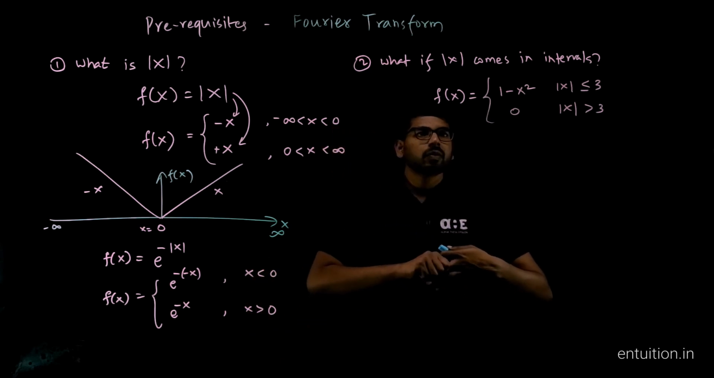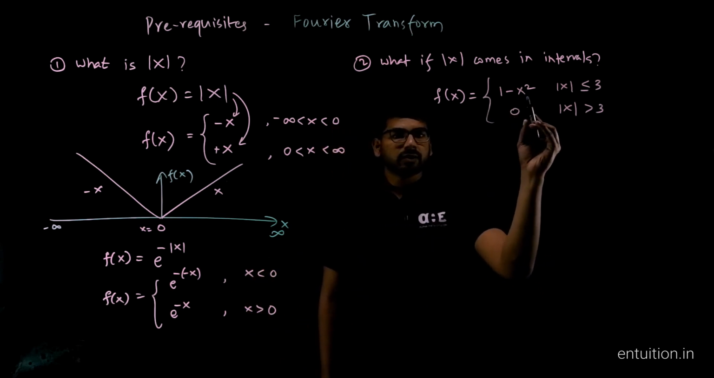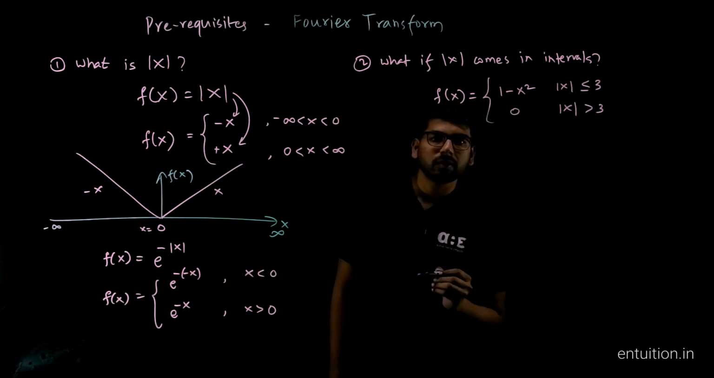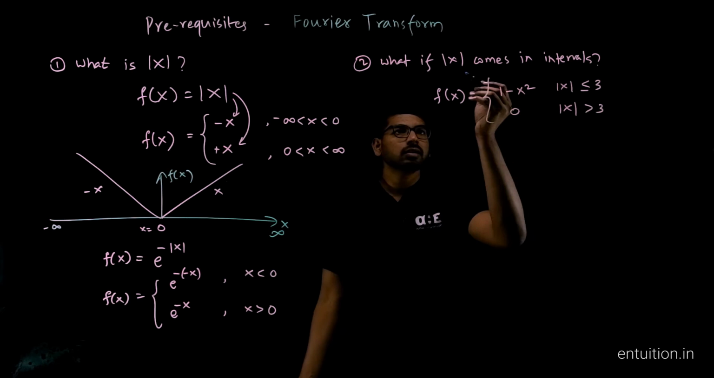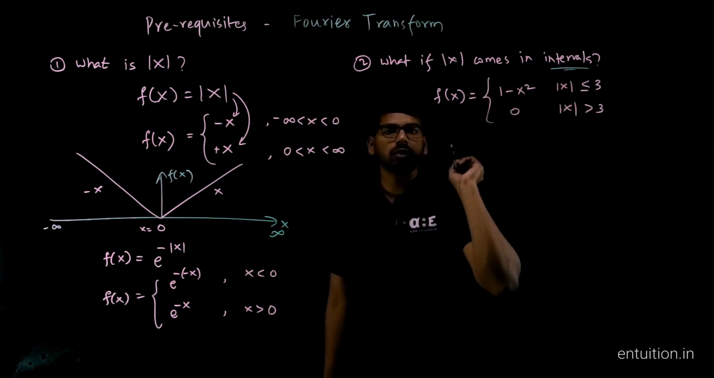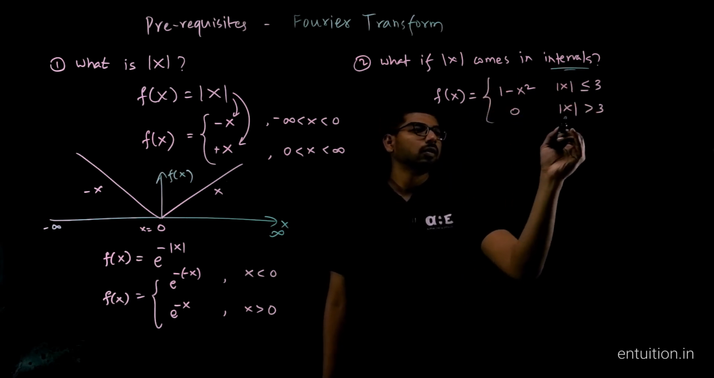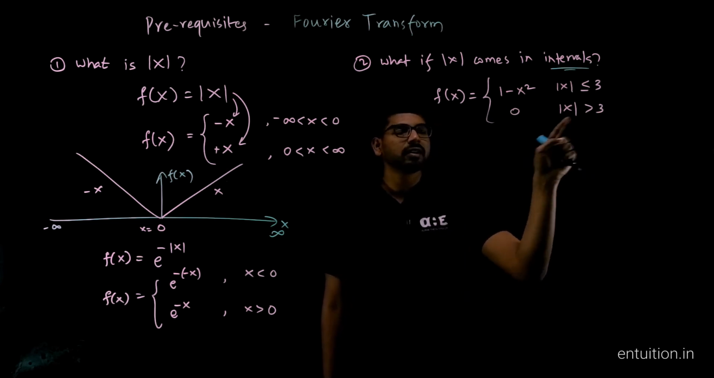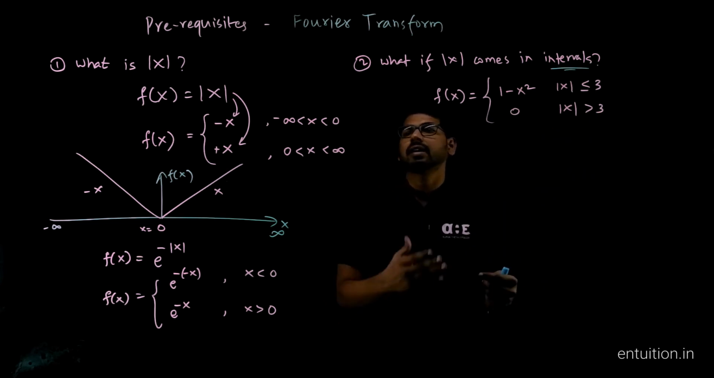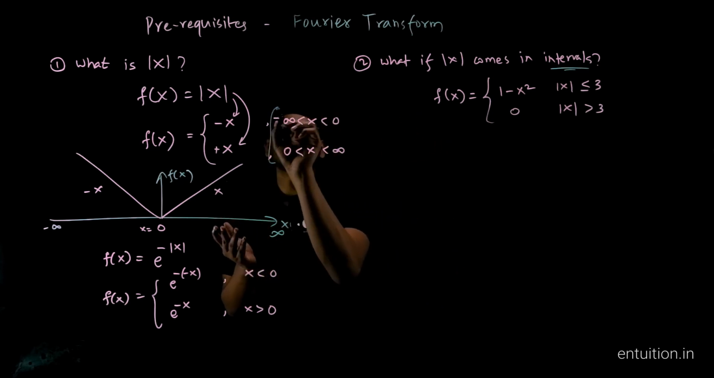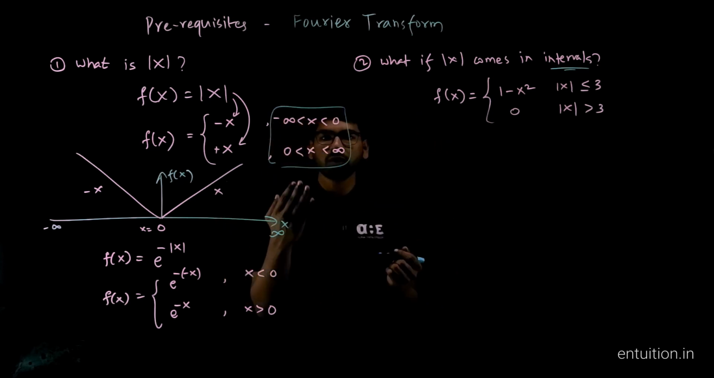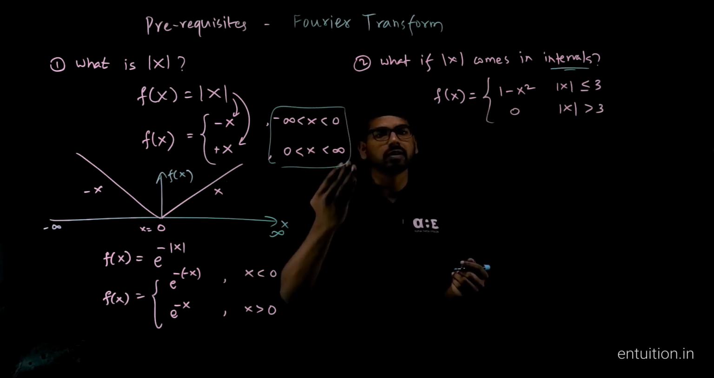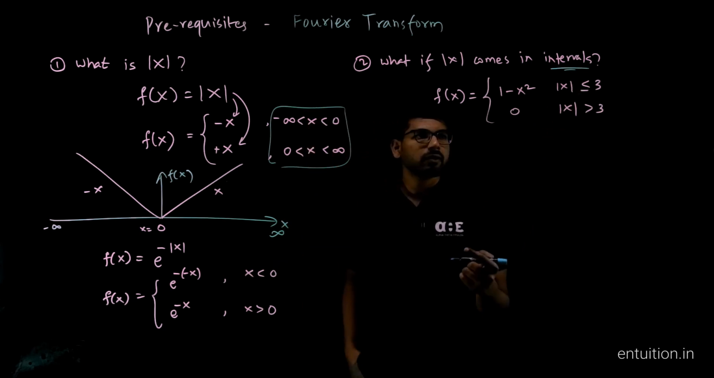f of x is 1 minus x square when mod x is less than or equal to 3. So the interval is given using mod x, and f of x is 0 for all the x's which satisfy the condition mod x greater than 3. So how can we write it in simple intervals like this? We should be able to do that because we will get the limits of integration to find the Fourier transform. Okay, so how do we do that?